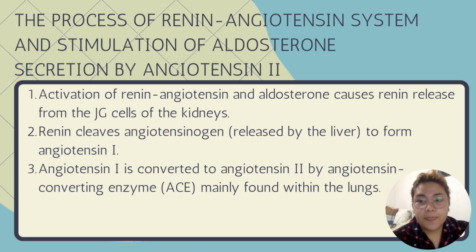So, second step is renin cleaves angiotensinogen that is released by the liver to form angiotensin 1. Angiotensinogen is a globular protein produced and released by the liver. Renin is an enzyme that functions to cleave angiotensinogen to form angiotensin 1.